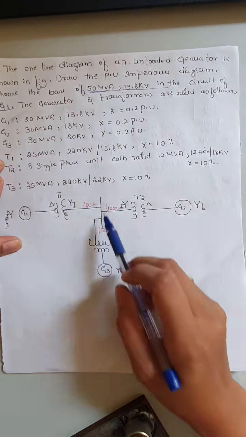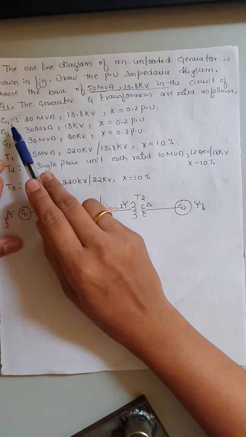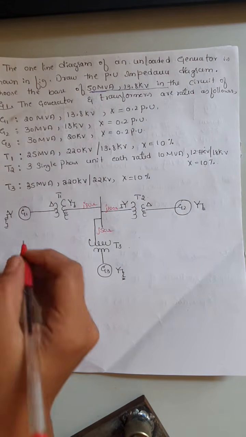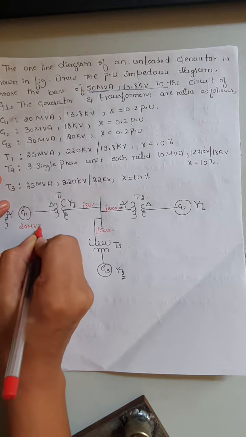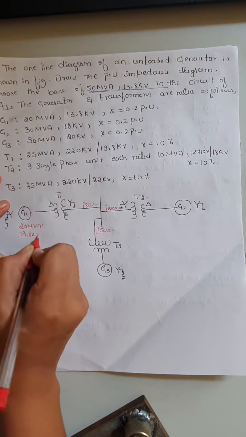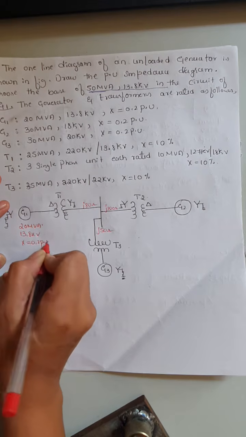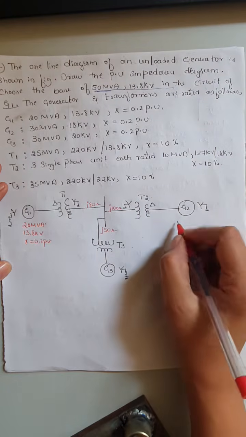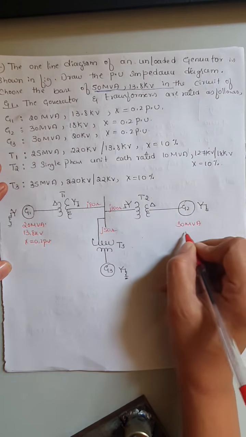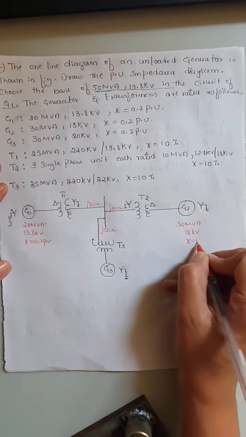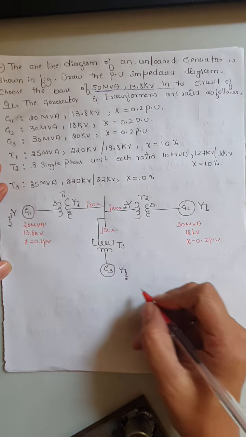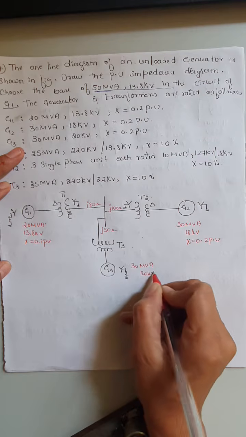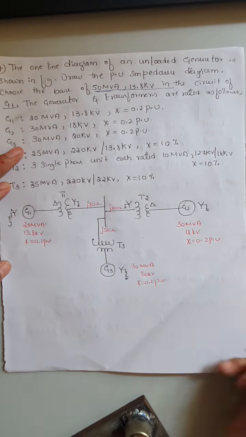So next they have given the ratings of the generator and transformer as follows. The generator 1 will be 20 MVA, 13.8 kilovolts. So we will write accordingly 20 MVA, 13.8 kilovolt, and the reactance X is equal to 0.2 per unit. This is the rating for generator 1. Similarly, for generator 2, it is 30 MVA, 18 kilovolt, then X is equal to 0.2 per unit. Then for generator 3, it is 30 MVA, 20 kilovolt, X is equal to 0.2 per unit.